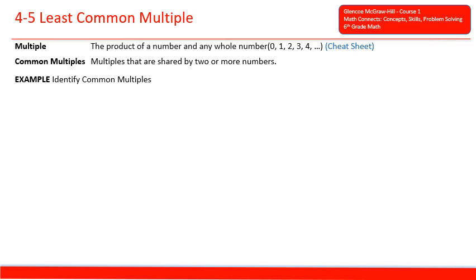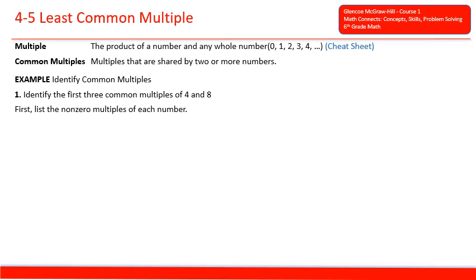An example: identify common multiples. Identify the first 3 common multiples of 4 and 8. So we'll list non-zero multiples of each number. Multiples of 4 are 4, 8, 12, 16, 20, 24. And multiples of 8 are 8, 16, 24, 32, 40, 48.